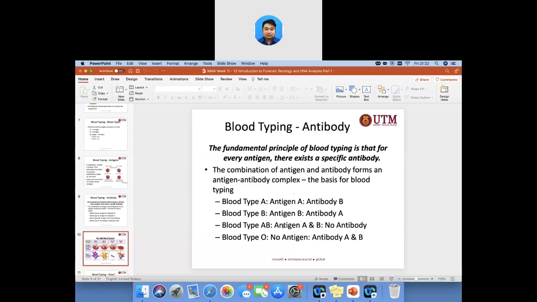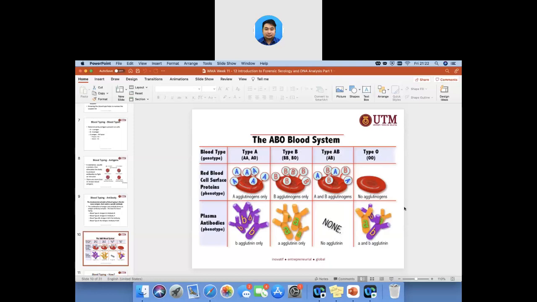Okay, so let's look at this. This is the figurative explanation. So A corresponds to B antibody. AB would have no antibodies. So basically, this is what we call the universal recipient. A, B, and AB can receive blood from A, from B, from AB itself, and from O. But type O blood will have both A and B antibodies. Therefore, it can only receive from O.